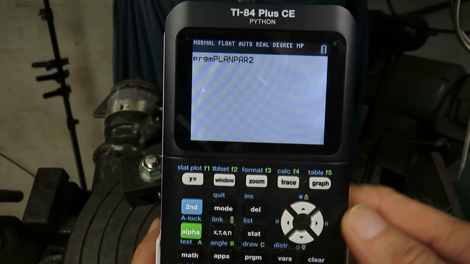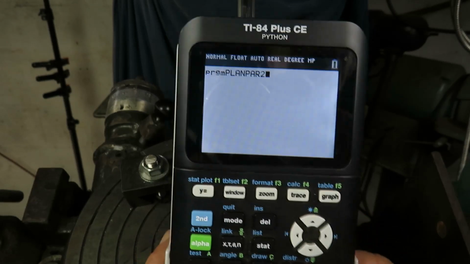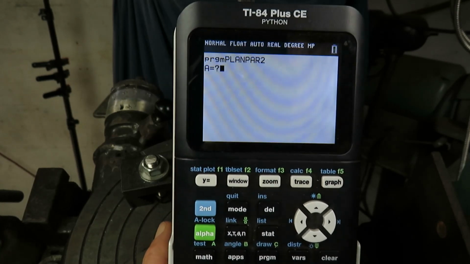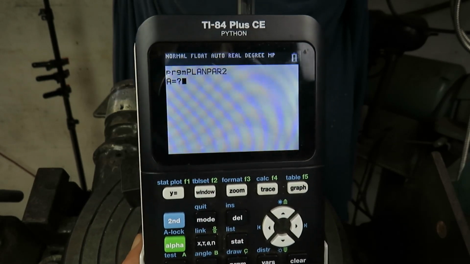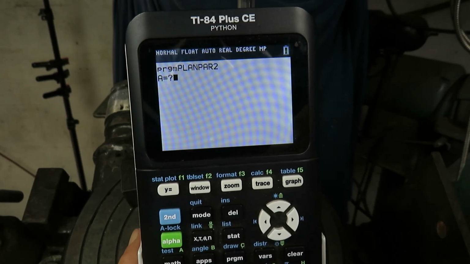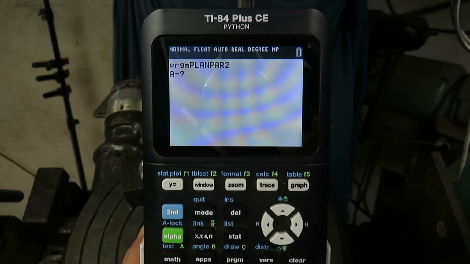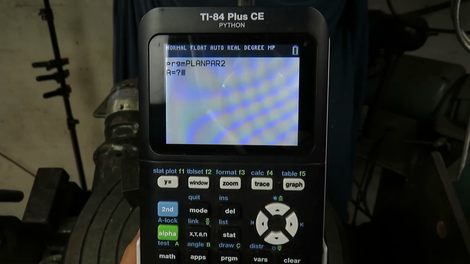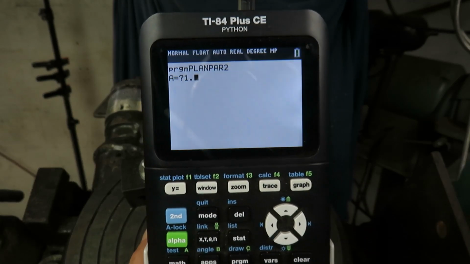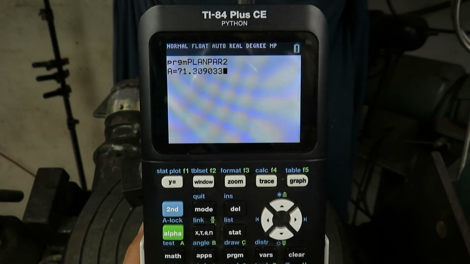Plan part 2. Part 1 was just right angle trig, and part 2 is I can go all the way around the circle. So see where it says A there? It's asking me for the adjacent side length, which would be X. So I would enter, let's just do that tilt one again. In X, that was before we tilt, it was 1.309.033. Okay, so I enter that.